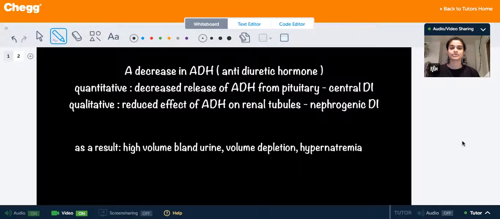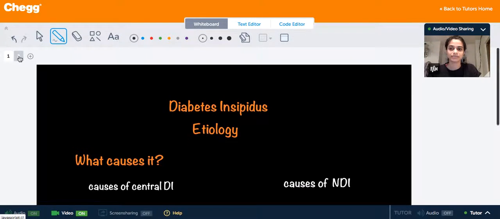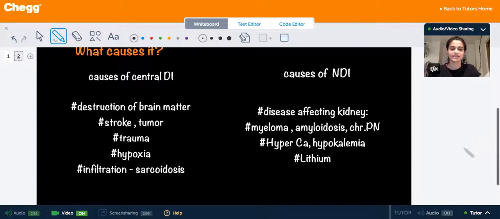Next, let's go to the causes of diabetes insipidus. Causes of central diabetes insipidus are basically anything that can cause destruction of the brain matter. Stroke can cause it, trauma, or malignancies, whether primary brain malignancies or metastasis to the brain. You can have hypoxia, something called HIE, which is hypoxic ischemic encephalopathy, can cause central DI, or infiltration of the brain matter with substances like in amyloidosis or sarcoidosis.